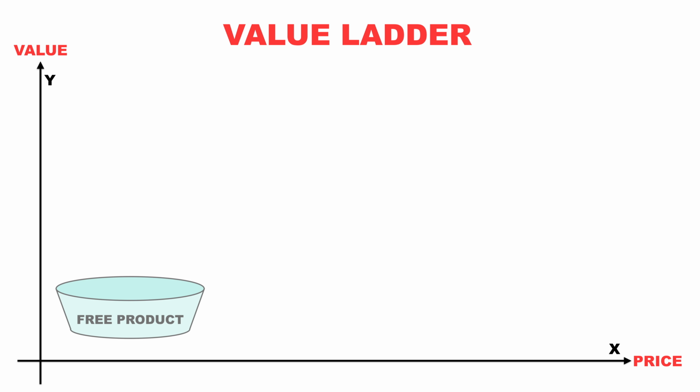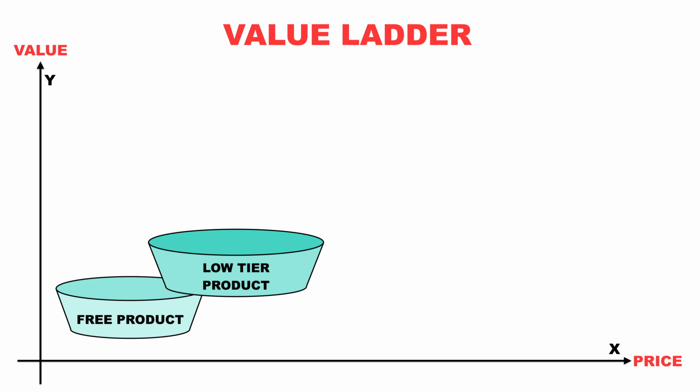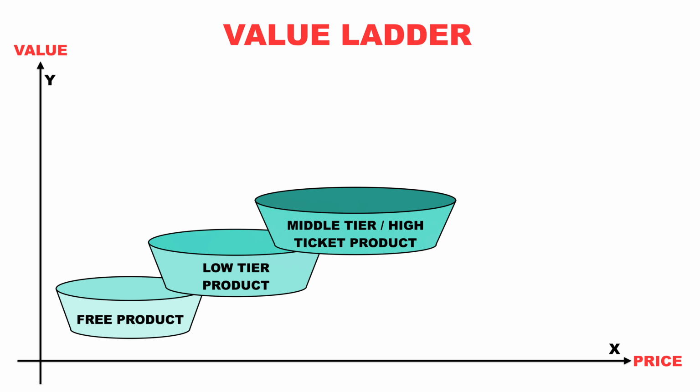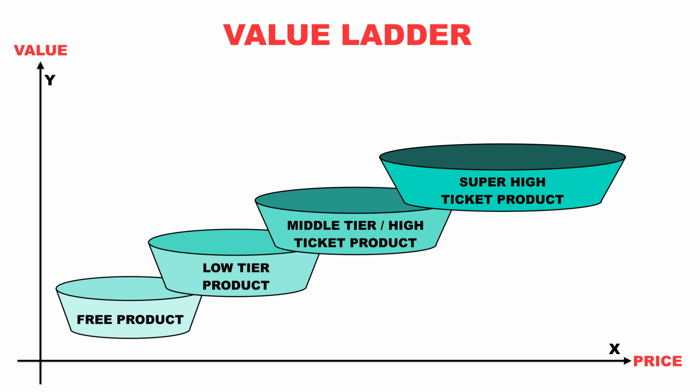So the idea is, and this is going to take a lot of time because even I don't have my value ladder built out yet, and I'm definitely working on it, but the idea is you have a free product, then a low tier product, then a middle tier, high ticket product, and after that a super high ticket product. The ladder can keep going however long you want. So let's go through what I mean for each of these step by step.